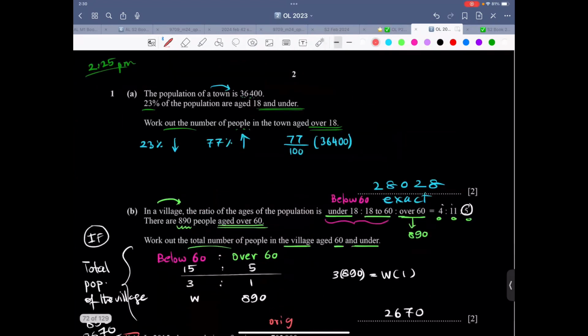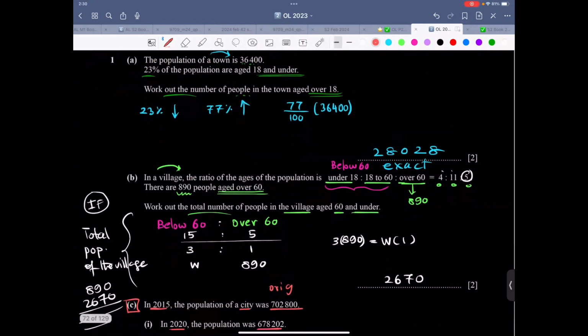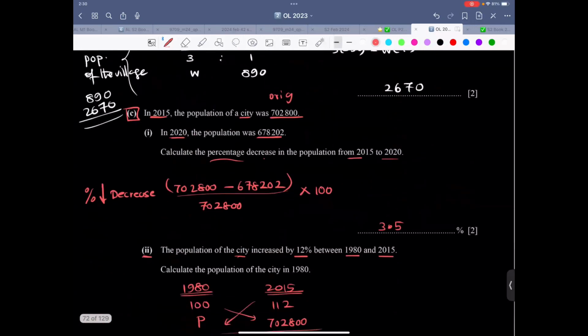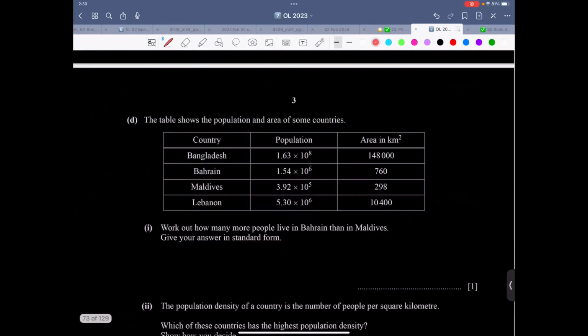So this is question number 1, part A related to a town, part B related to a village, part C related to a city.